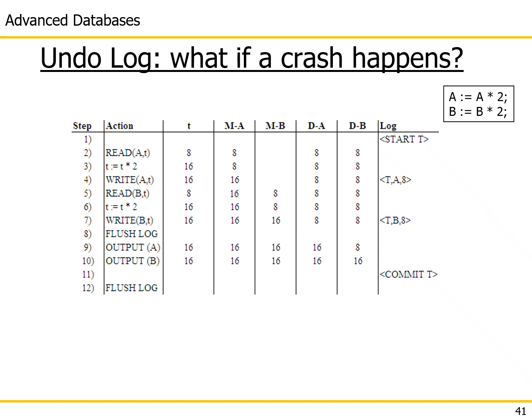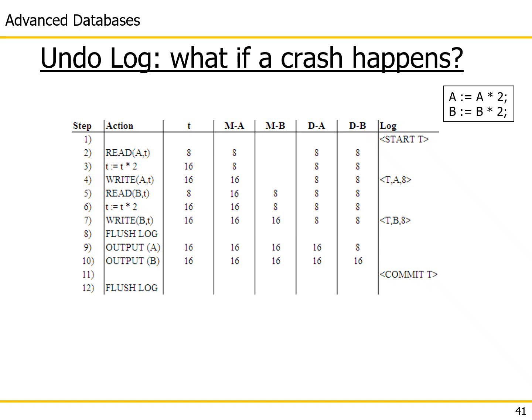Now, let's assume the current goes off after line number 7. The same rationale I just described applies. We were modifying A and B. We finished modifying A and B in memory. It became 16 and 16. That's M-A and M-B. But A and B on disk are still untouched. The log has not been flushed because the crash is going to happen after line number 7. So we didn't have a chance to execute flush log, which is at line number 8. So what that means, TA8, TB8, and the first statement start T will not appear on disk, and actually we're not losing anything because A and B are still 8 and 8.